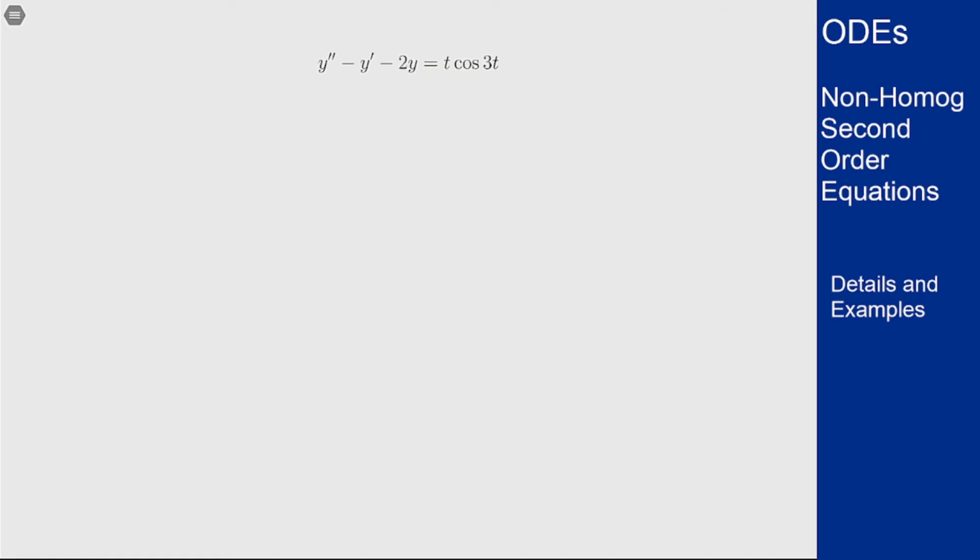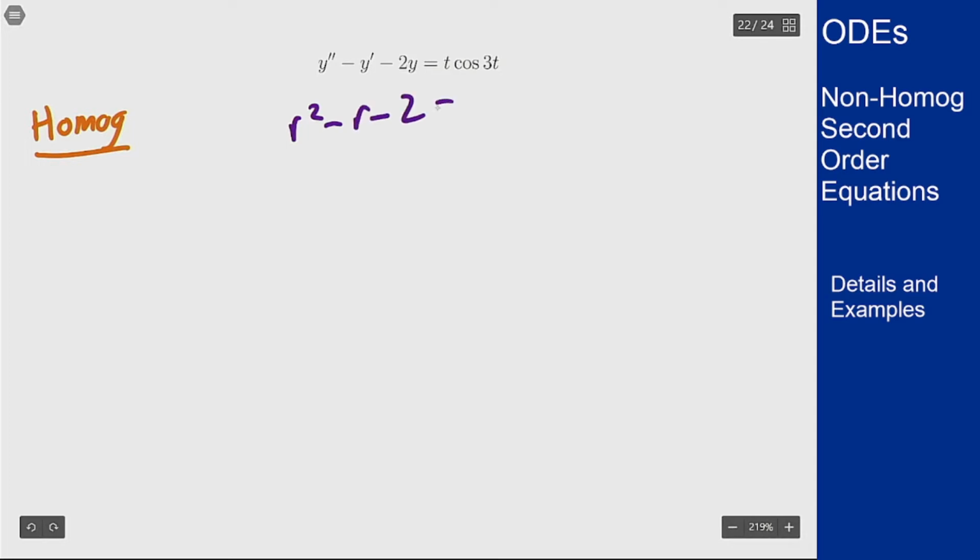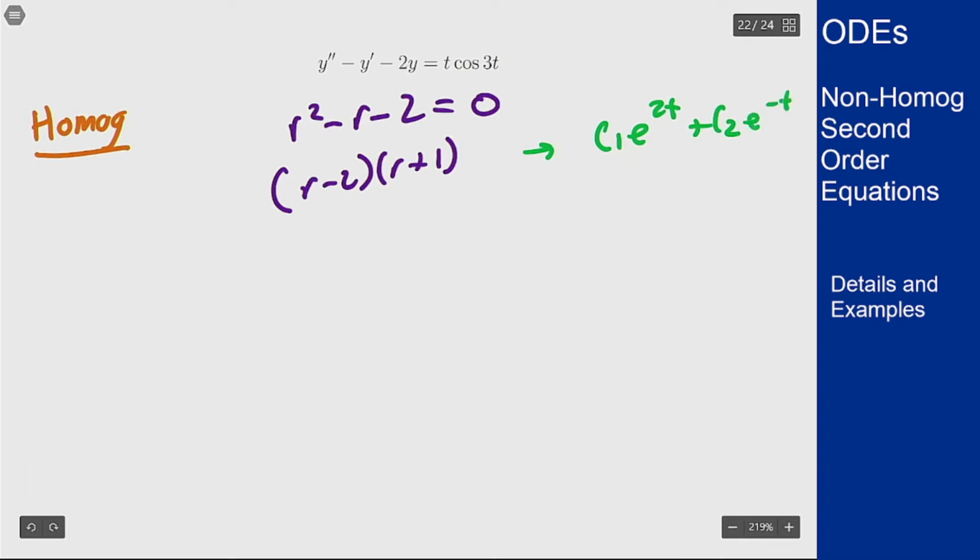The next example, y double prime minus y prime minus 2y equals t cosine of 3t. Let's first look at the homogeneous part. That has characteristic equation r squared minus r minus 2 equals 0. This factors as (r minus 2)(r plus 1). So my solution here is going to be c1 e to the 2t plus c2 e to the minus t. Great. Now for the non-homogeneous part.